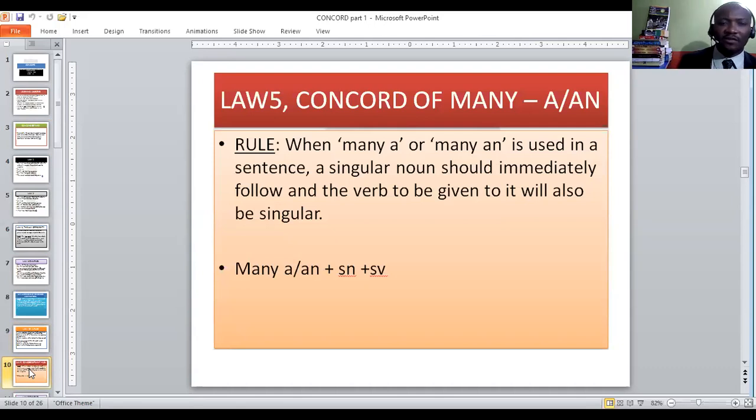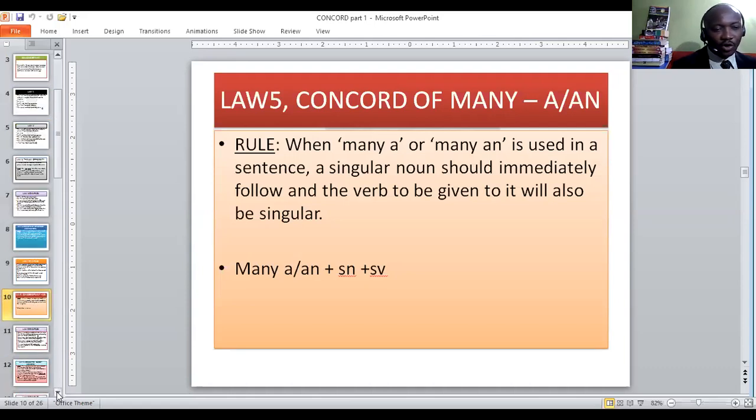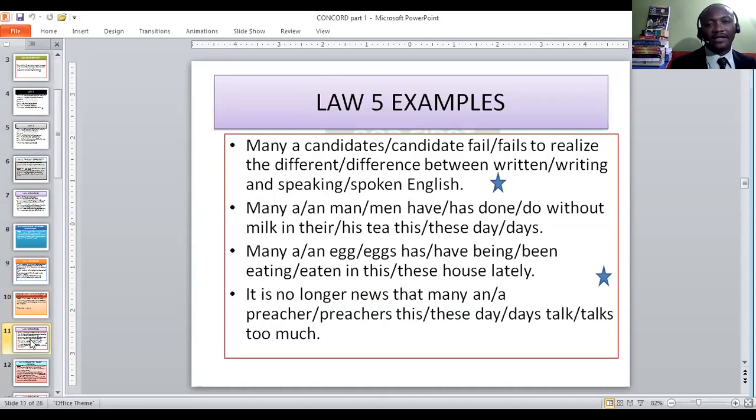Now, let's look at rule 5, concord of many a or an. When many a or many an is used in a sentence, a singular noun usually follows, and immediately we have the verb singular given to it. So we have many a or an plus singular noun plus singular verb. You can't miss the rule. They must go with the singulars.